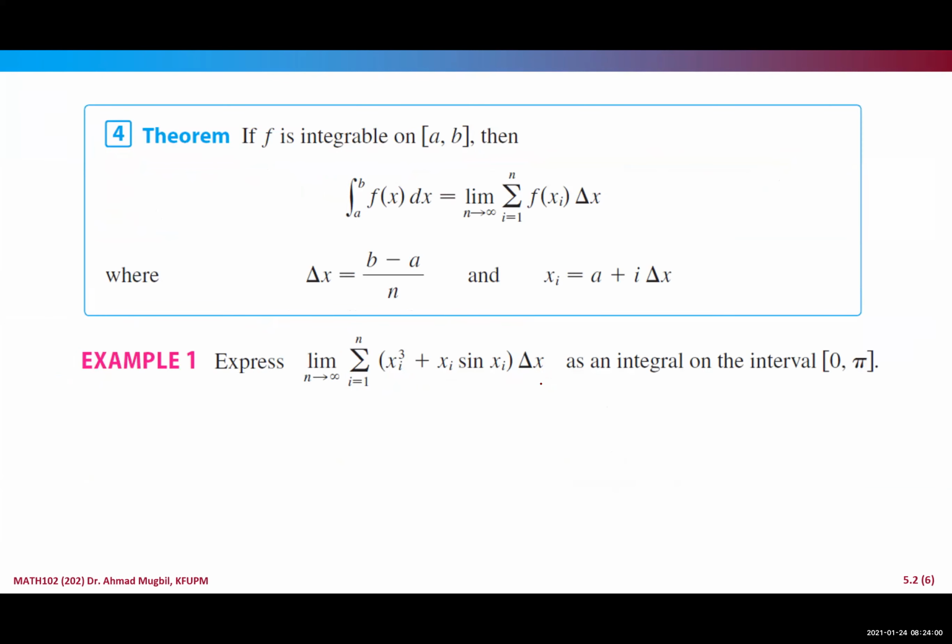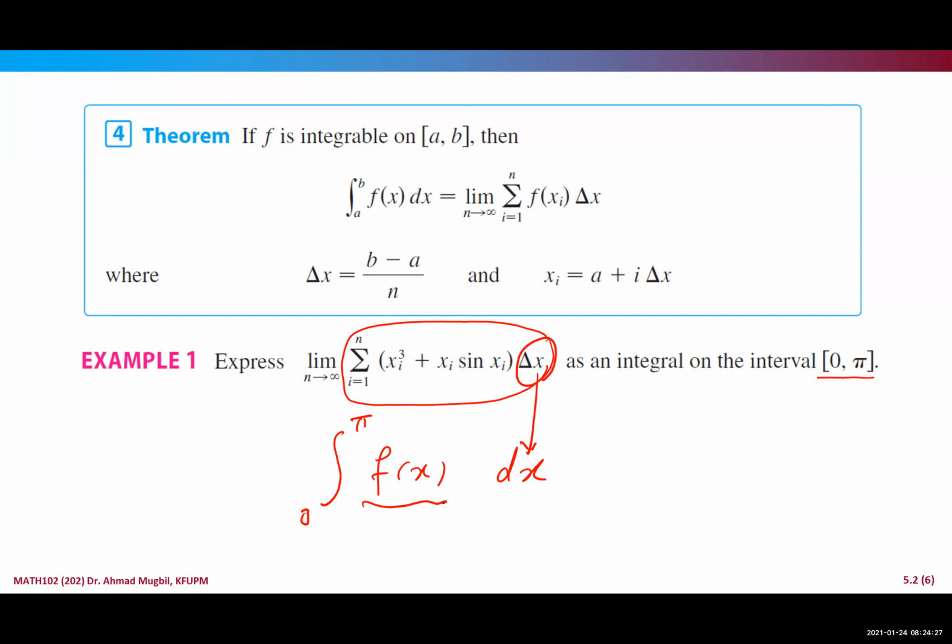Now, let's apply it to this example. We have a limit of a summation here, so we have a limit of a Riemann sum. Express this limit as an integral over the interval from 0 to pi. So the integral will be from 0 to pi. The question is, what is f of x?